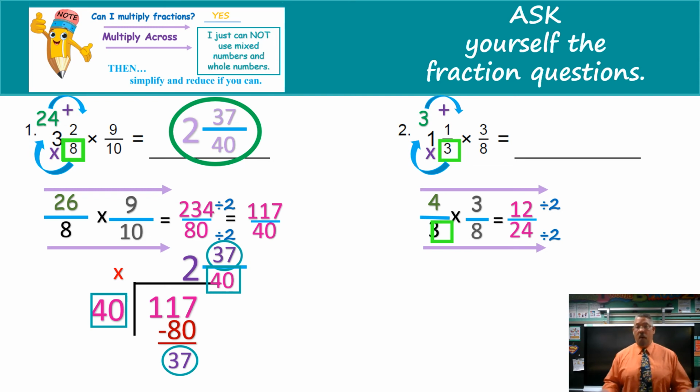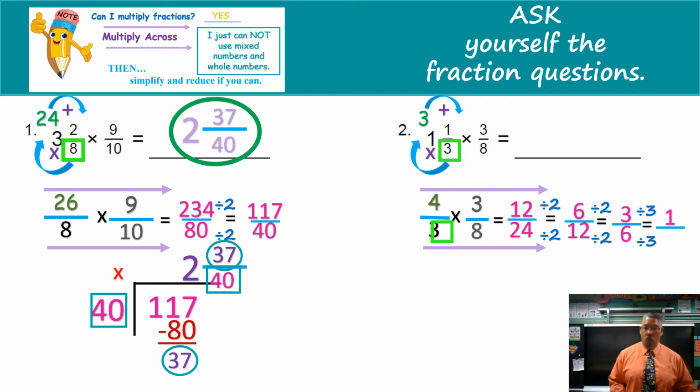So I can reduce by 2's. If I reduce by 2's, then 2 goes into 12 6 times, and 2 goes into 24 12 times. Then I can reduce by 2's again. So 2 will go into 6 3 times, and 2 will go into 12 6 times. But then I can reduce by 3's. So if I reduce by 3's, then I have 3 divided by 3 is 1, and 6 divided by 3 is 2. Now I get to my final answer of 1/2.